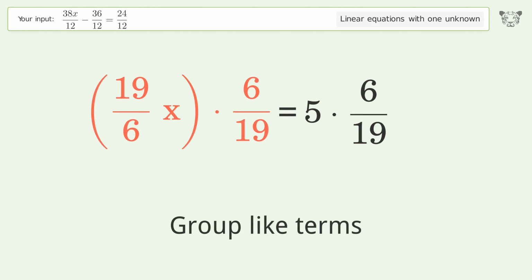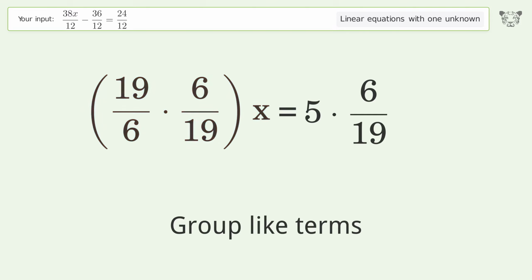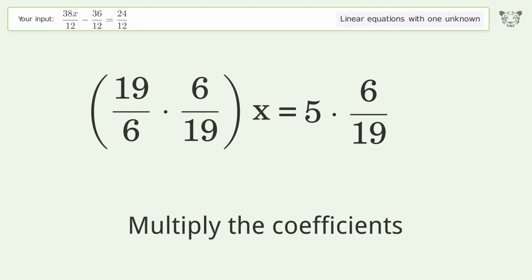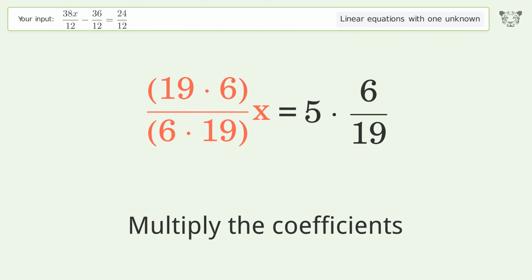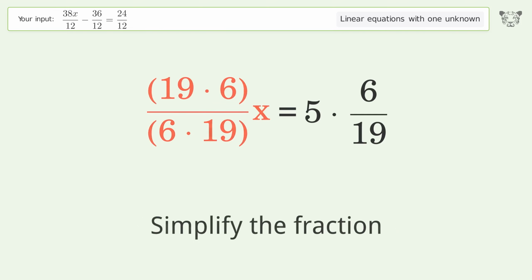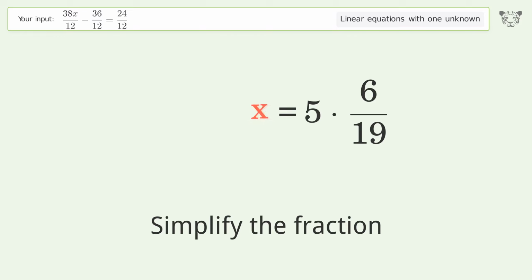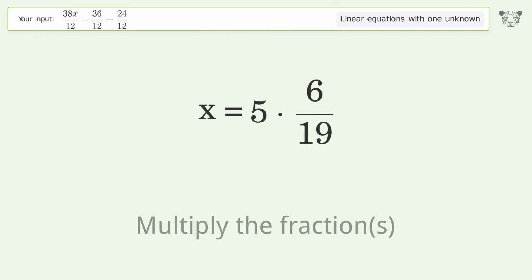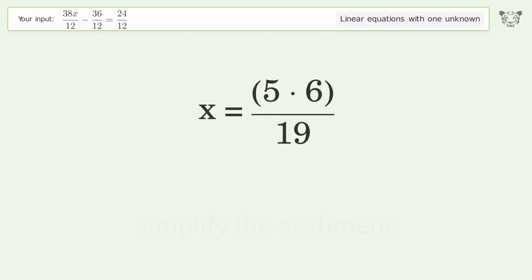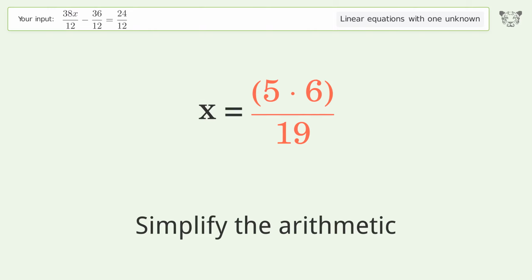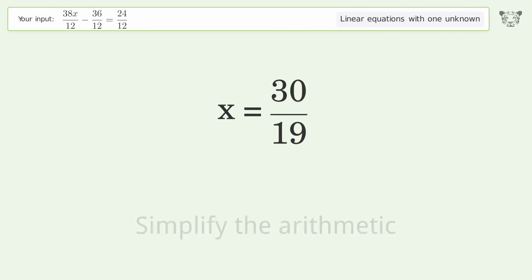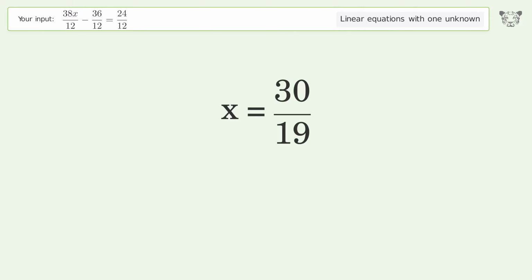Group like terms. Multiply the coefficients. Simplify the fraction. Multiply the fractions. Simplify the arithmetic. And so the final result is x equals 30 over 19.